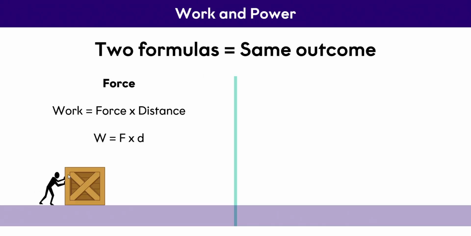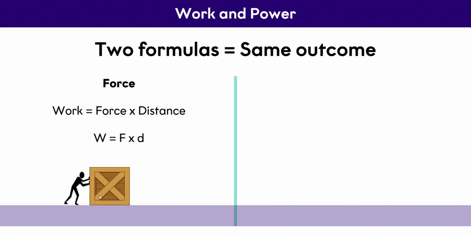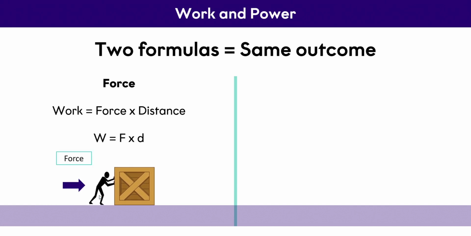Unlike most of the things we've learned, there are two formulas for work, and one of them involves force, and the other involves energy. So starting with the one that involves force, work is equal to force times distance. So if we have this man pushing the crate, he's pushed it with a certain force for a certain distance. And if we multiply the force he's put in to the distance, we get the amount of work that has been done. And this can be simplified into W equals F times D. It means exactly the same thing.